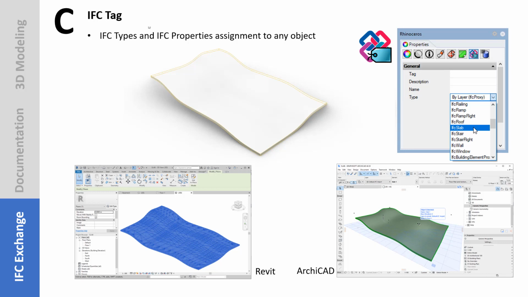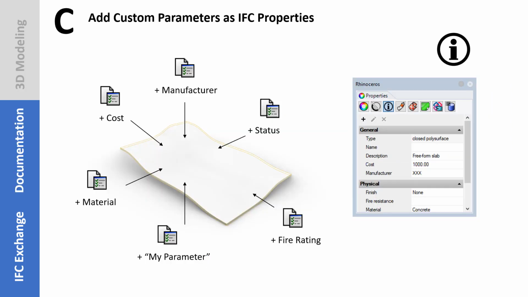That way, you can assign a specific IFC type to any piece of geometry. In this example, a pole surface has been tagged as an IFC slab, and therefore it will be recognized as a slab or a floor in Revit or Archicad, for example, after being exported to IFC. In addition to the IFC tag, you can add custom information to objects, such as manufacturer, cost, material, or any other parameter, and this data will be exported to IFC as IFC properties.